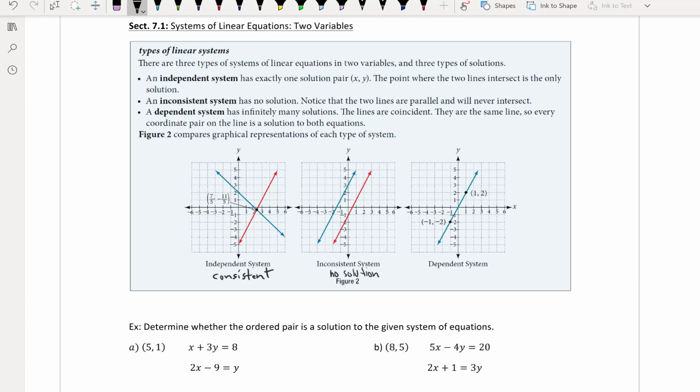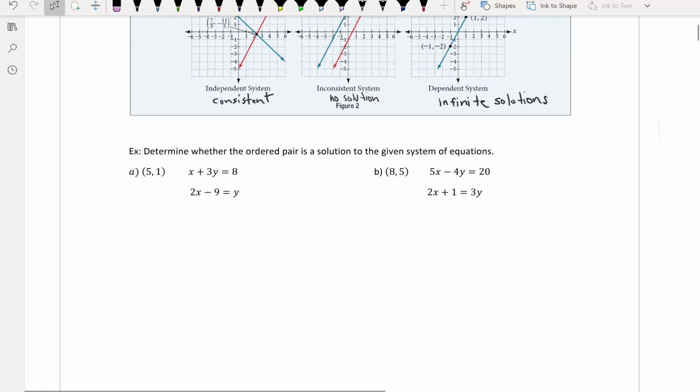And a dependent system means that even though you see one line, it's really one line on top of the other. So there are two lines that are dependent because it's one on top of the other. So you can say that there are infinite solutions, because they cross at 1, 2, 3, 4, 100, a million, a billion different places on that line. Each line has an infinite amount of points on it. So if two lines overlap, there's an infinite amount of points that overlap, therefore infinite solutions.